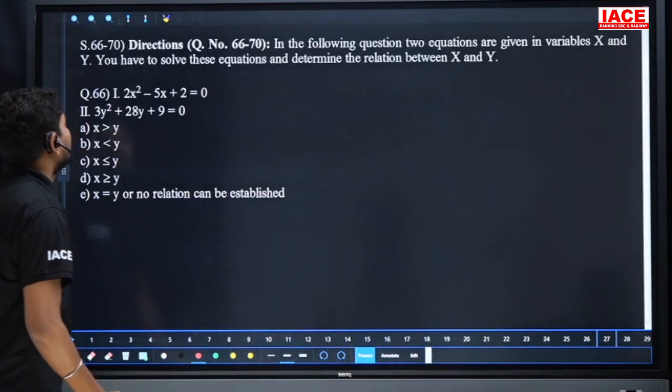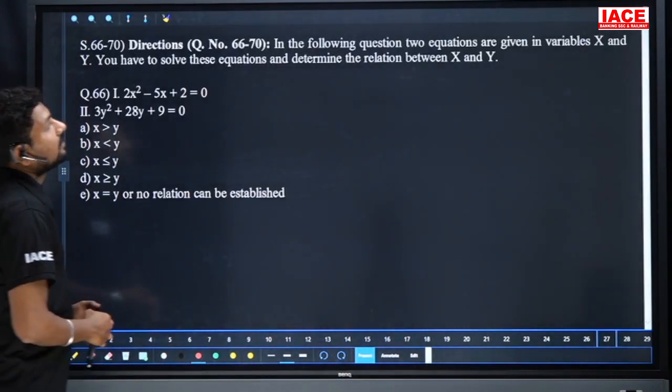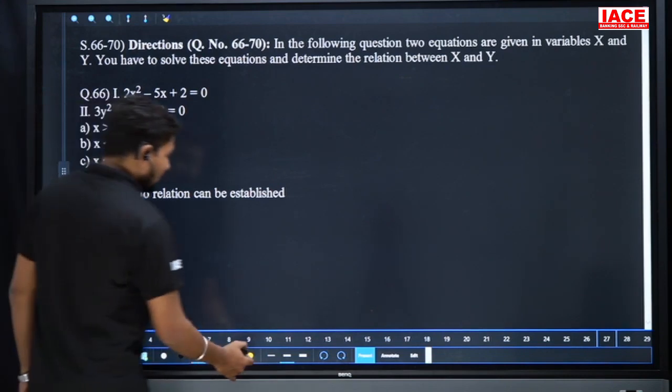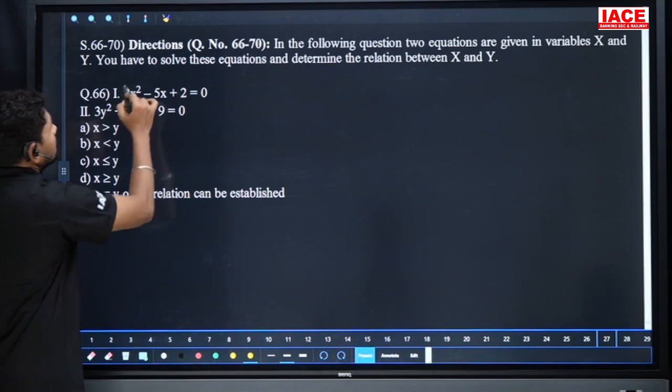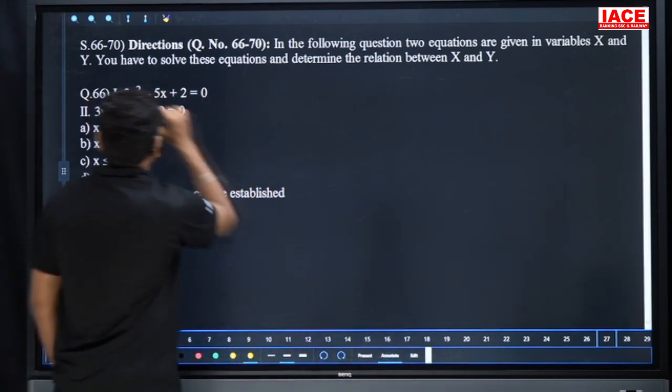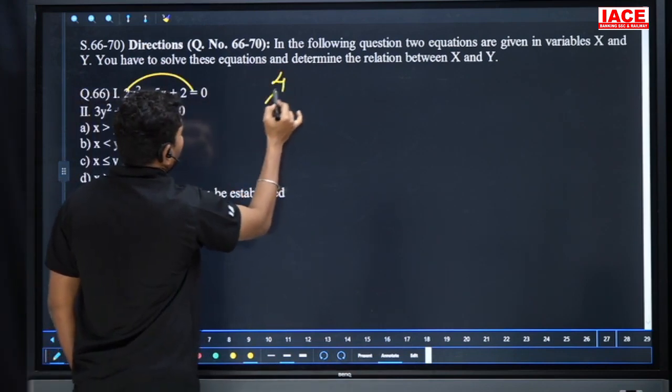Next, move to the next directions. Here in the following question, two equations are given in variables x and y. There are directions based on this. So here, quadratic equations. 2 2s are 4. The 4 we can write as 4 into 1.